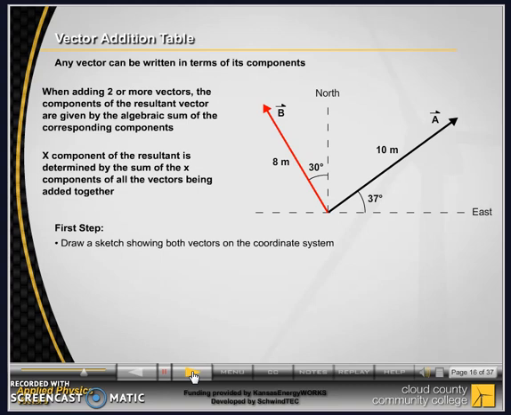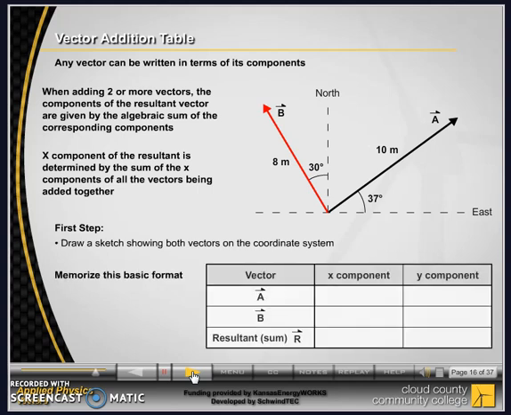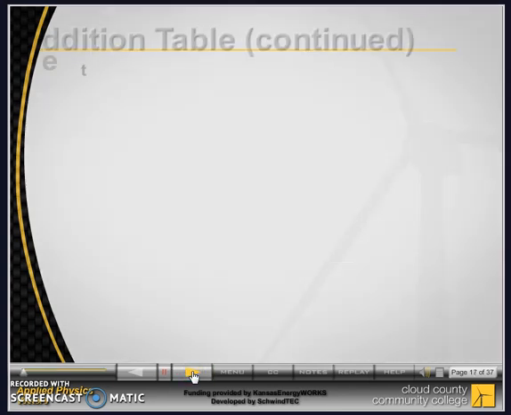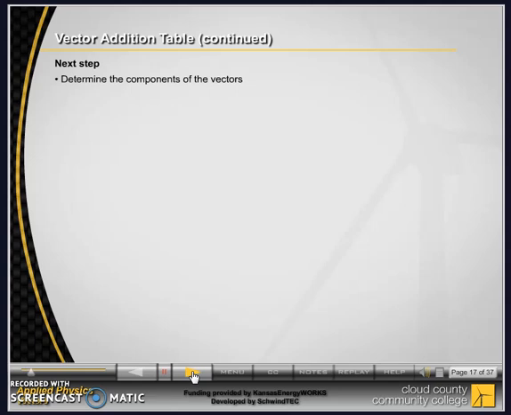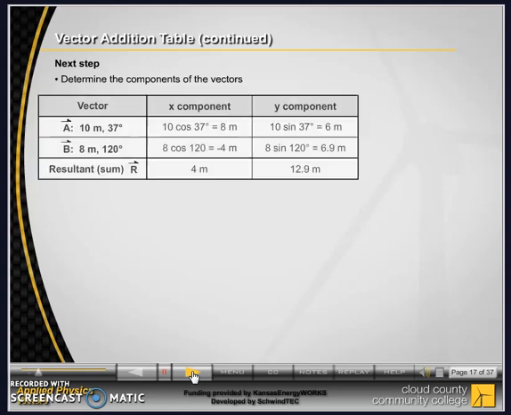This page is significant to the understanding of how we will add vectors in component form algebraically. You should memorize this basic format, as we will fill in this chart nearly every time when we work on force-related problems. Information is also on the following chart as well. The next step is to determine the components of the vectors. This is summarized in this table.